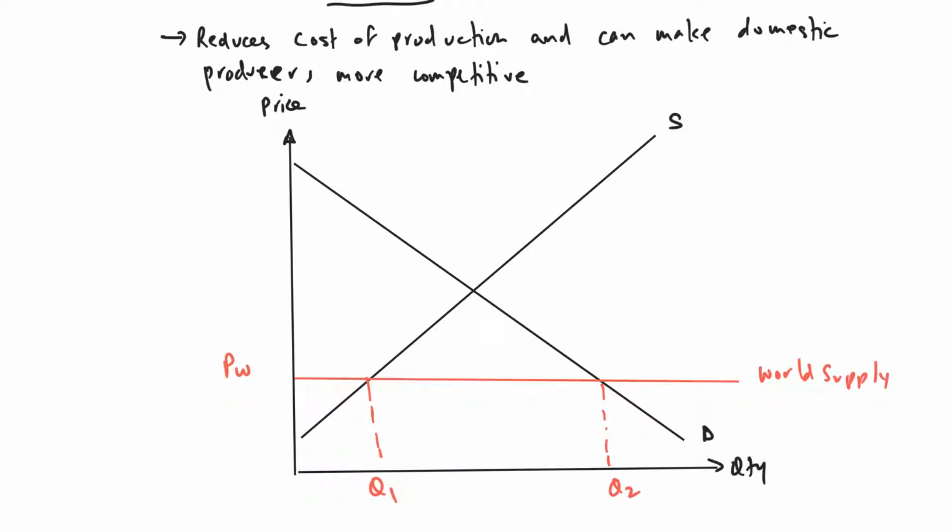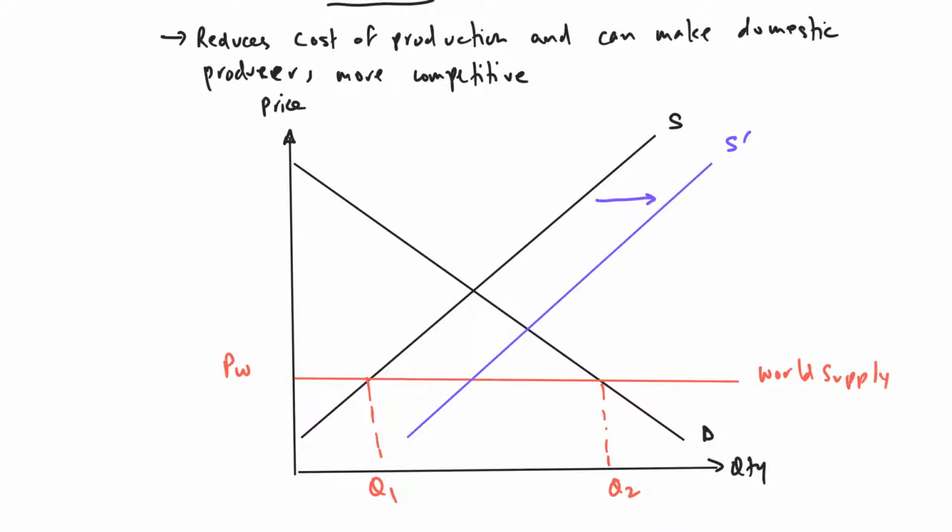Okay, we are importing Q2 minus Q1, and now the government decides to give domestic producers a subsidy. When they give a domestic producer subsidy, the supply curve will shift to the right. Subsidy makes your supply curve shift to the right, from S to, let's say, S dash.